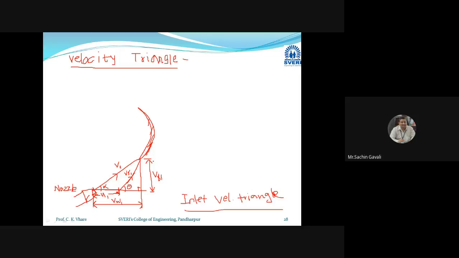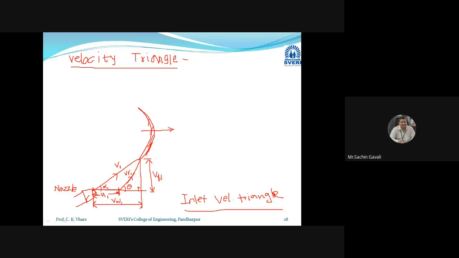One is the vertical component VF1, and the other is the horizontal component VW1. The blade is moving in the tangential direction, so with the direction this blade is moving, it is U. Therefore, U1 is the velocity of the blade at inlet in the tangential direction.